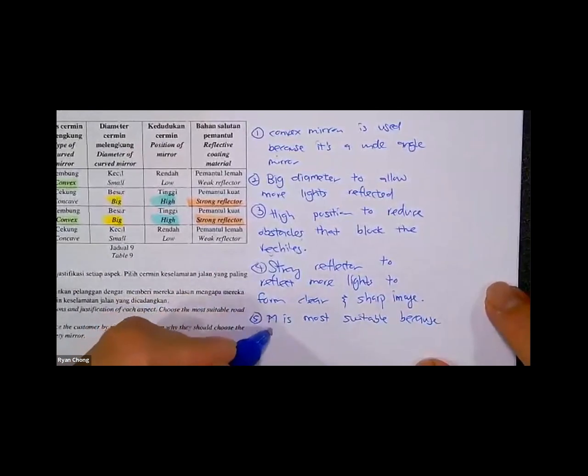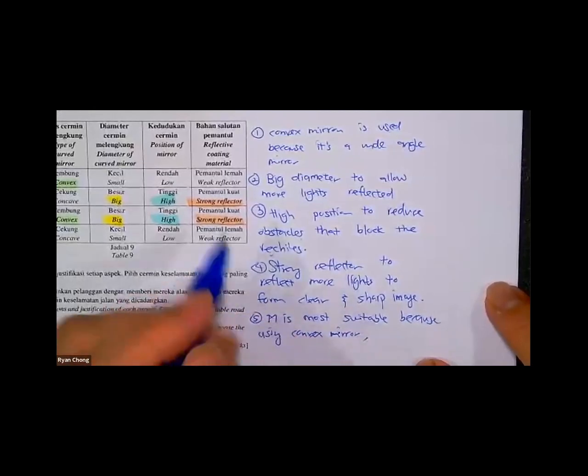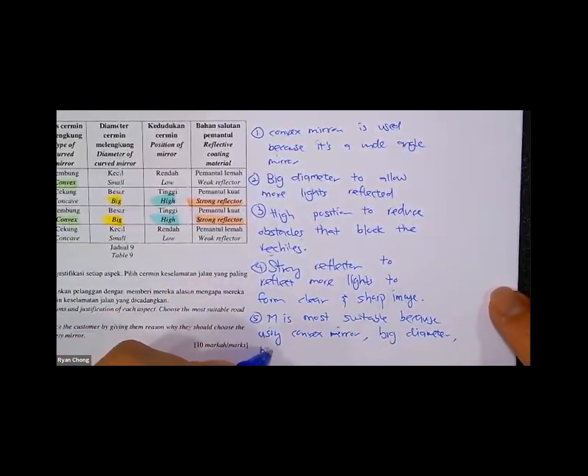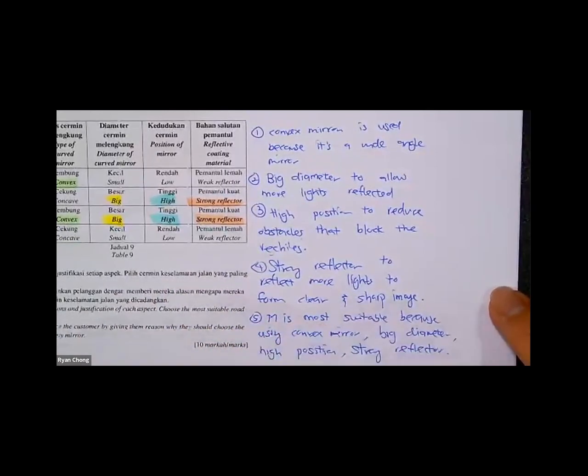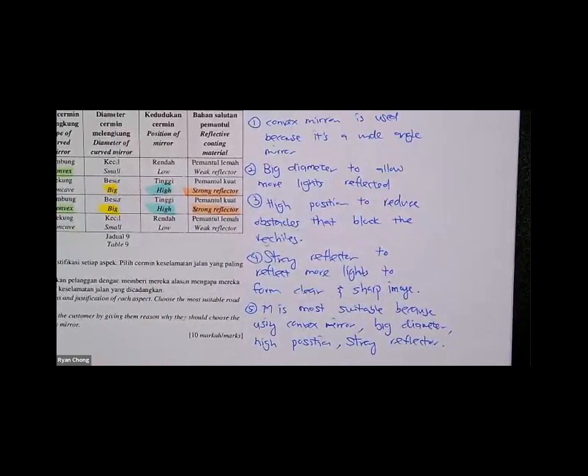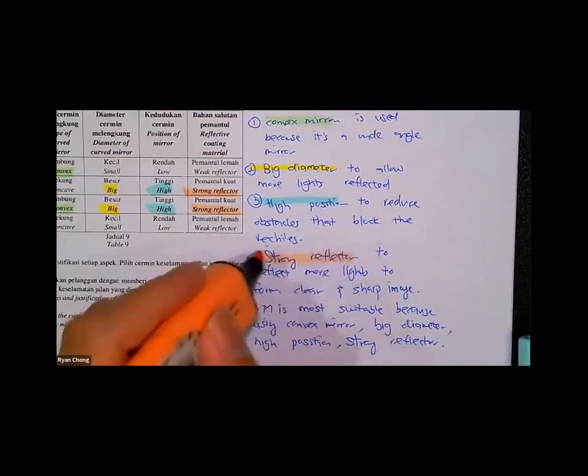Because using convex mirror, I will tell you how to score the 10 marks here. Big diameter, high precision, and strong reflector. Okay, all right. So, like here, now I highlight for you. First one, you say about convex mirror. Okay, then you say about big diameter. Then you say about high precision. Then you say about strong reflector.